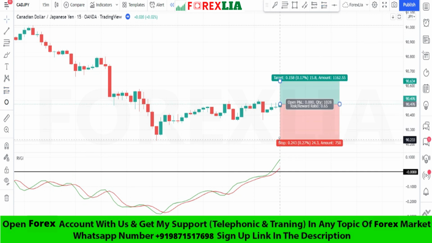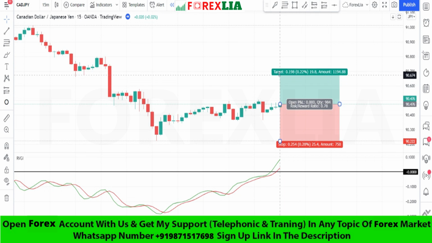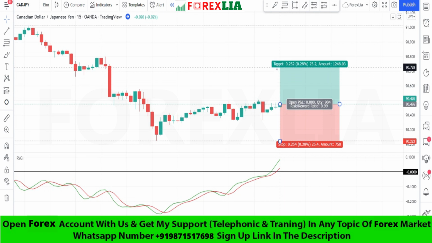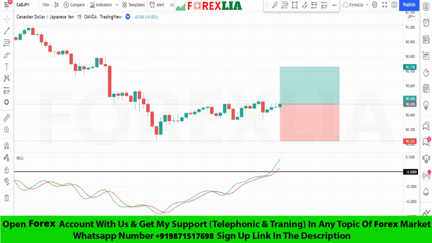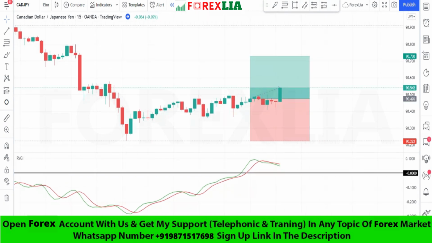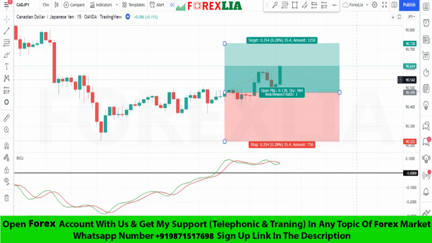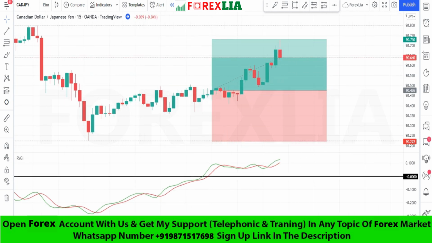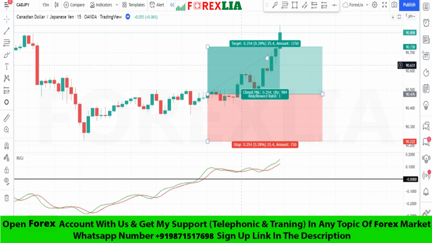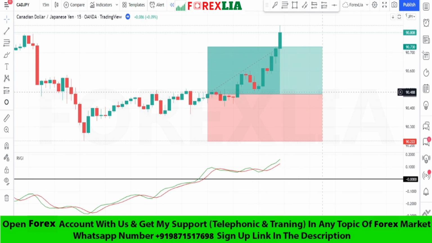Set stop loss at the previous low point. Set profit target 1:1. We won this trade.